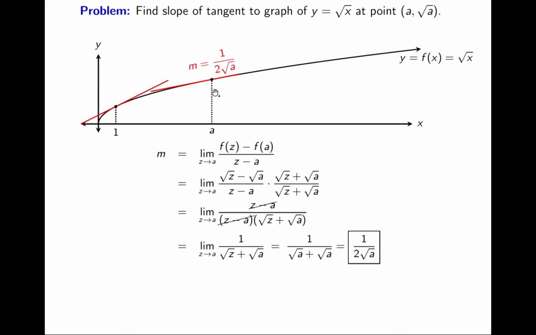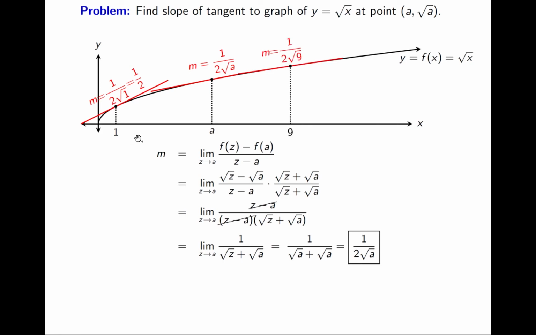For example, think about a equals 1. So you're way over here, and we have this tangent line. Well, we know our slope is 1 over 2 square root of a. That's our formula for slope. So the slope of the tangent line at x equals 1, or a equals 1, is m, which is 1 over 2 square root of 1, and that's just 1/2. So the slope at a equals 1 is 1/2.